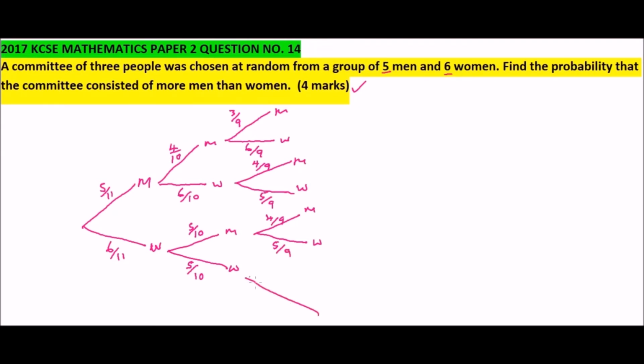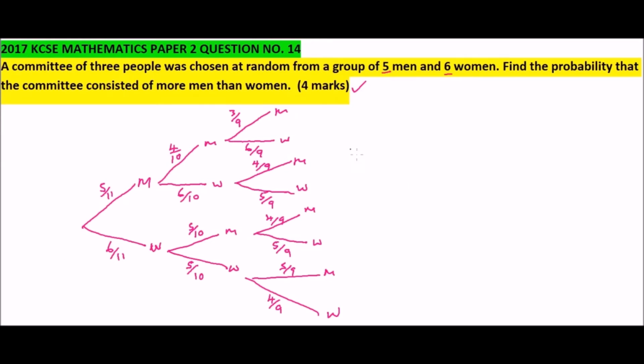We come to our last branch. We can choose a woman or a man. Let's start the other way around. We can choose a man or a woman. The probability of choosing a man is 5 over 9, and the probability of choosing, we had chosen 2 women, so we are remaining with 4. So the probability of choosing a woman is 4 over 9. So that is a tree diagram that we can generate from the information that we have been given. So this is our tree diagram.